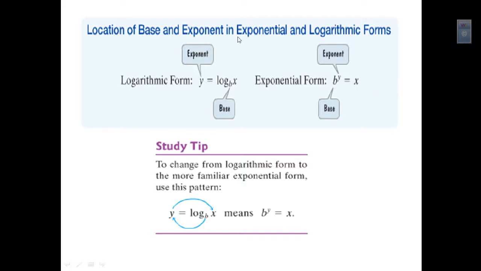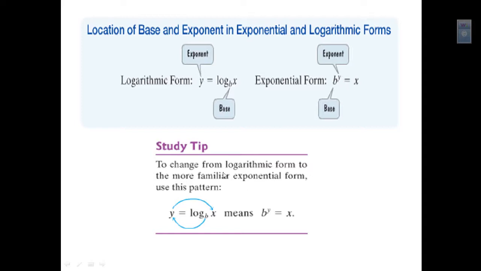Alright, so the location of the base and the exponent in exponential and logarithmic forms. In logarithmic form, the base is the base, same thing with both of these. The exponent is what's equal to the log, once again, because a log function finds the exponent. And then over here, b is the base and y is the exponent, and it equals x.